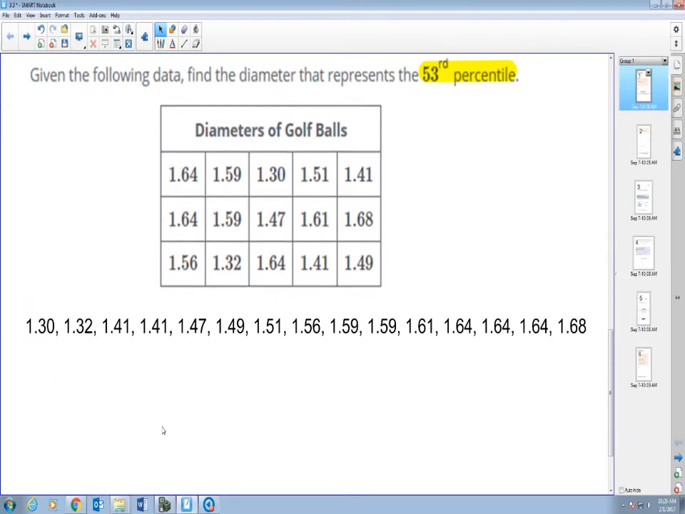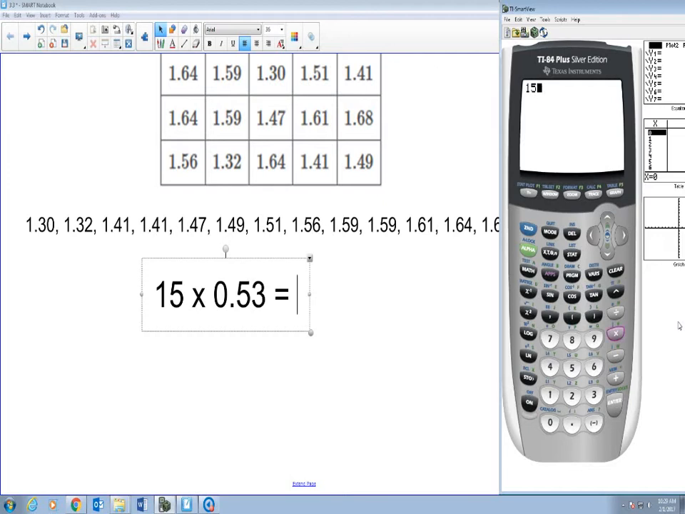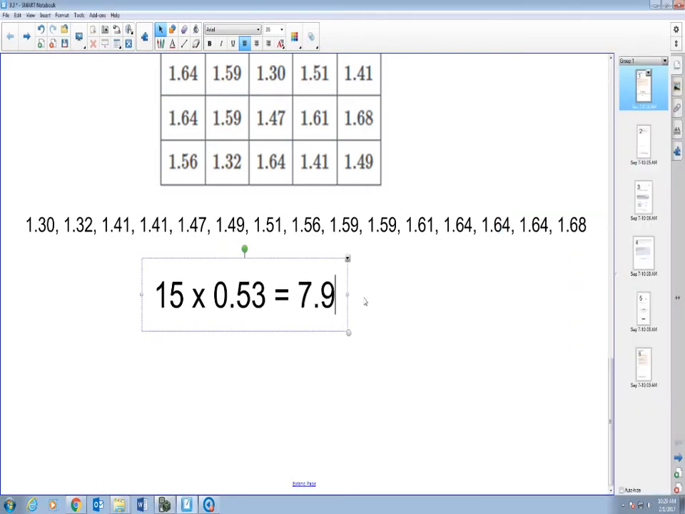53rd percentile. So who is the 53rd percentile? We take the sample size 15 times the 53rd percentile, which is 0.53. If I multiply, 15 times 0.53 is 7.95. 7.95 is a decimal, so this is referring to the 7.95 place. The rule says round up to the next whole number, so I'm going to say the eighth number.